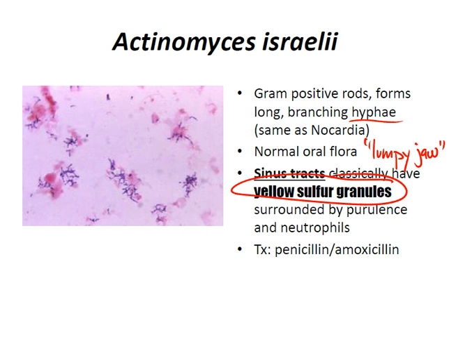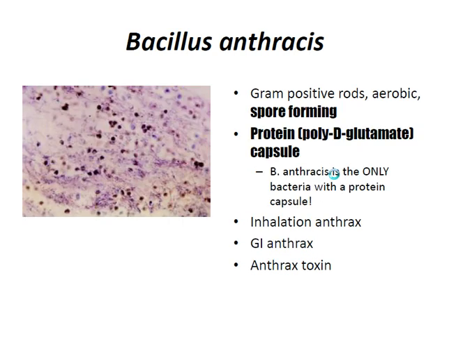Let's go on to Bacillus anthracis. Bacillus anthracis is a gram-positive rod, aerobic, and is spore-forming. Now, spore formation is protective and occurs when nutrients are limited. Besides Bacillus, the only other spore-forming rod is Clostridium. Also, like Bacillus, Clostridium is gram-positive. However, Clostridium is an obligate anaerobe, where Bacillus is an aerobe.